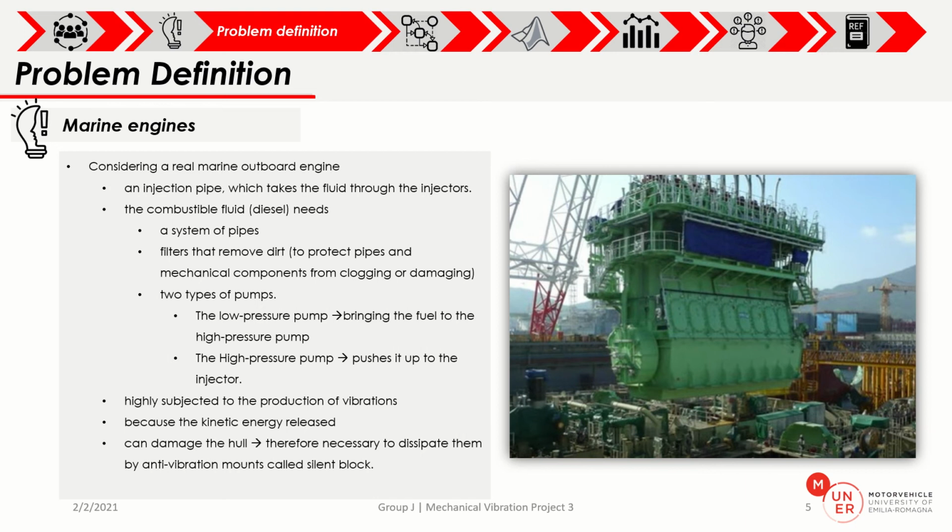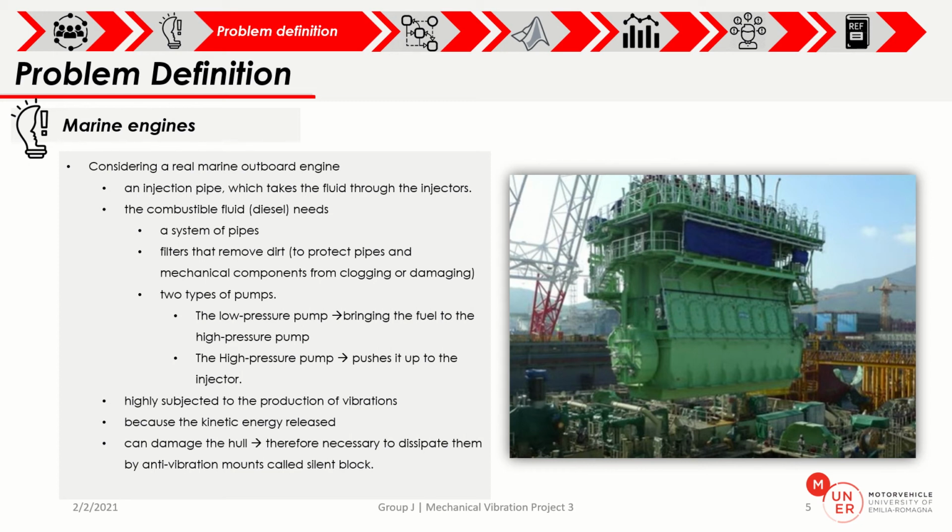We wanted to find a system which had similar characteristics to our model, since we have considered a pipe with a length of 5 meters made of steel, and we have found a similarity in an outboard marine engine fuel injection system, which takes the fluid through the injectors. The combustible fluid needs a system of pipes and filters to remove dirt, to protect pipes and mechanical components from clogging or damaging. Two types of pumps are present, the low-pressure pump, which brings the fuel to the high-pressure pump, which in turn pushes it up to the injector.